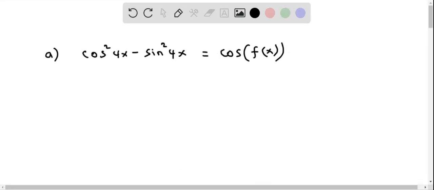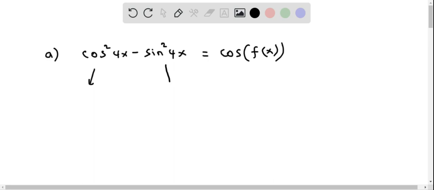We will now determine f of x given that cosine squared 4x minus sine squared 4x equals cosine of f of x. So let's see how to determine the f of x. First, let's consider the left side expression. Here we have cosine squared 4x minus sine squared 4x.